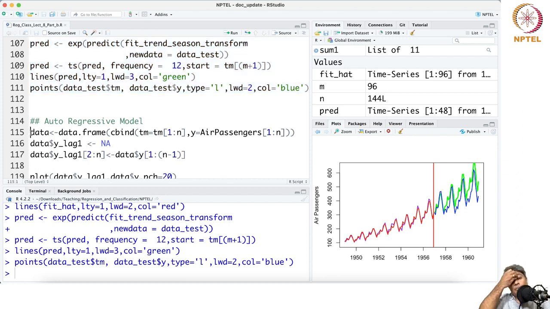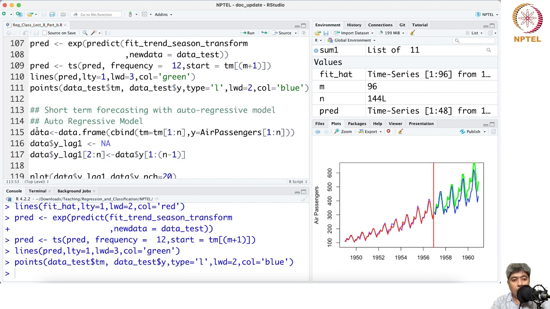Now we are going to do short-term forecasting with an autoregressive model.